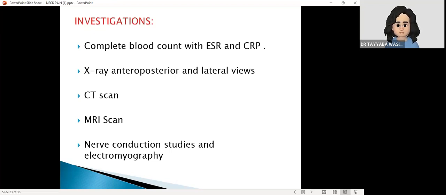We will test the complete blood count and ESR and CRP, which are the markers of inflammation. If there is any inflammatory cause that is the causative factor for the neck pain, the ESR and CRP will be raised and we can have a suspicion regarding the inflammatory causes.